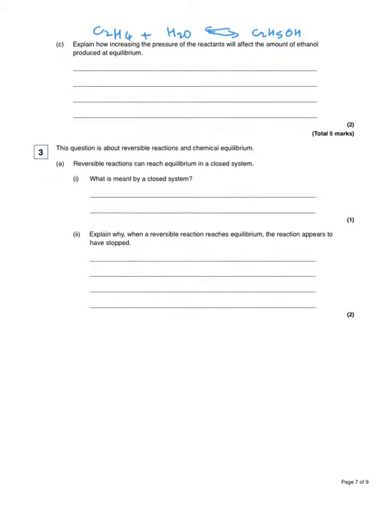Next question. Explain how increasing the pressure will affect the amount of ethanol. So again, increasing the pressure, how does that affect the yield of this? Well, again, all you have to do is count up the number of molecules on the left. So actually, I have got 2 molecules on the left-hand side because I've got an ethene and a water. And on the right-hand side, I've only got 1 lot of ethanol.